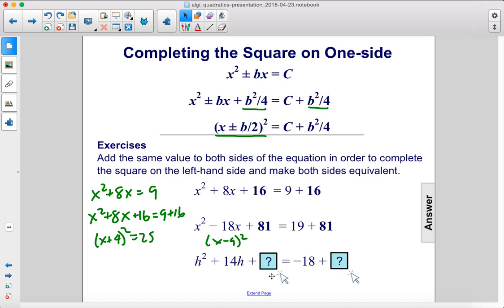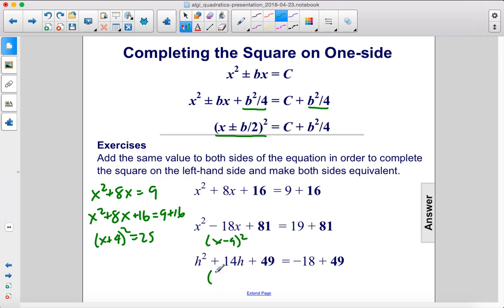All right. Moving on, h squared plus 14h plus question mark. Well, 14 divided by 2 is 7, squared is 49. So we can add 49 to both sides, and then all of a sudden this becomes h plus 7 squared.